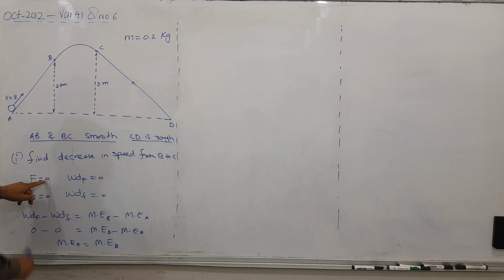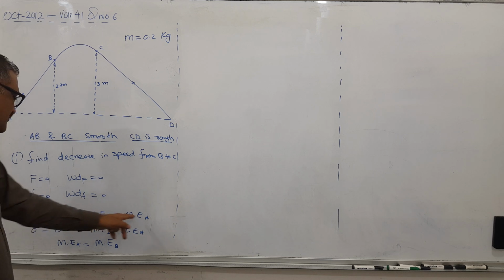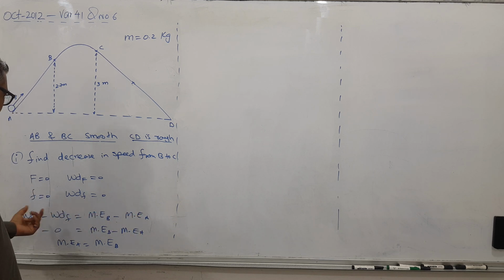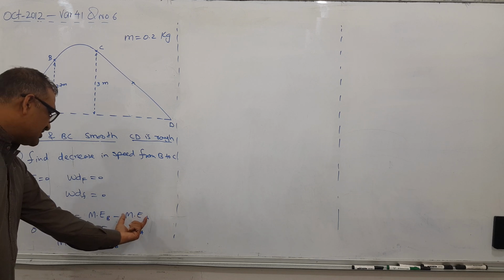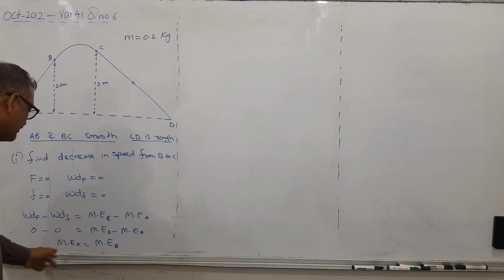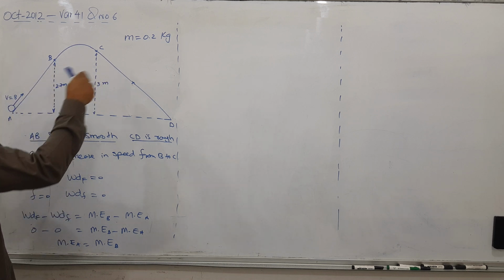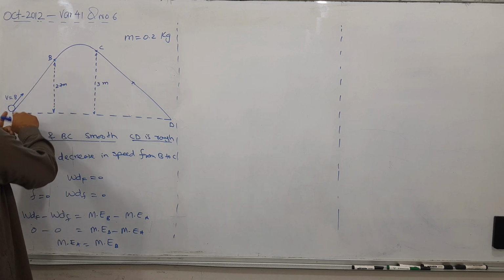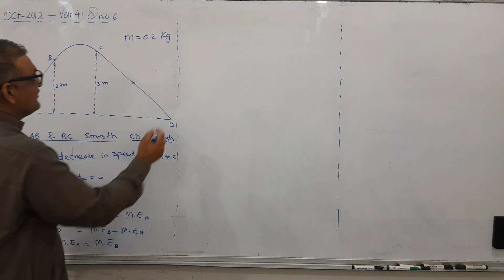Because it is thrown, there is no applied force, so work by applied force is 0. And there is no friction force, so this is 0. This is a magic formula I always use: because this is 0, mechanical energy at B and at A are equal. So let's apply A to B, and then A to C. I could also go for B to C, no issue. Let's apply AB.